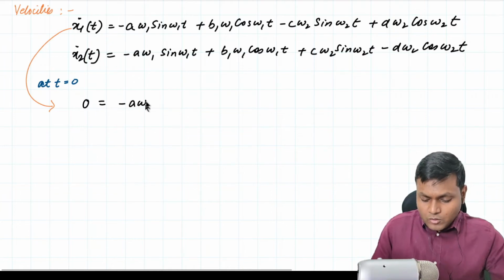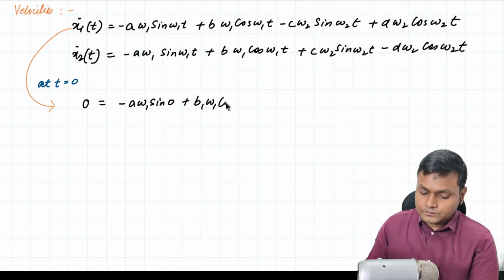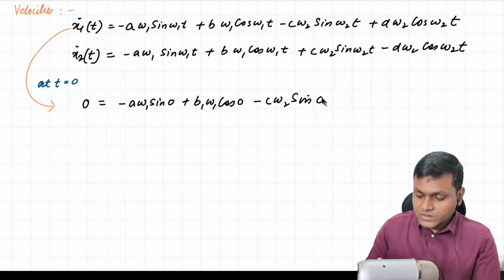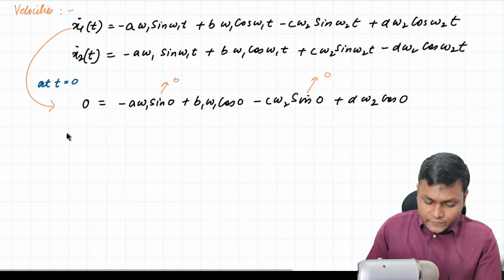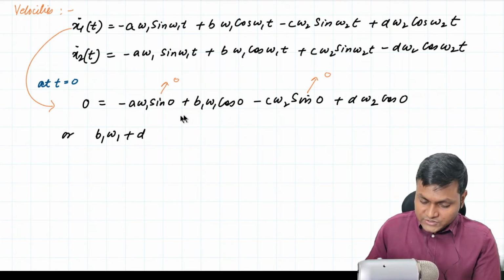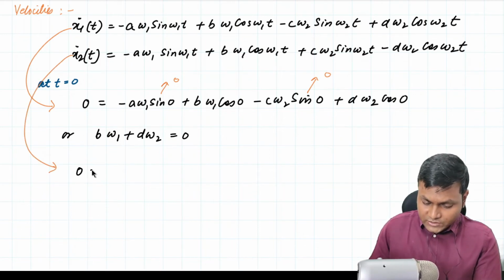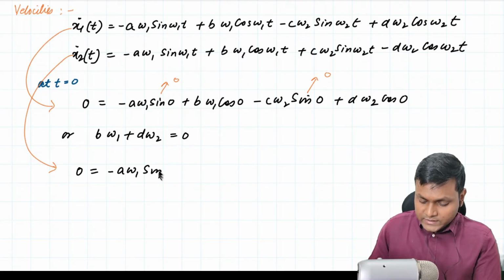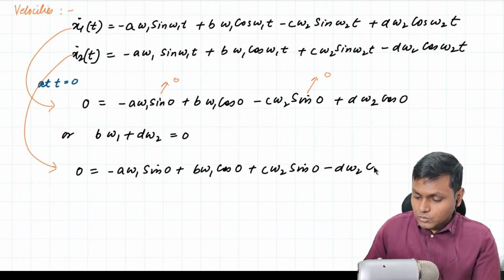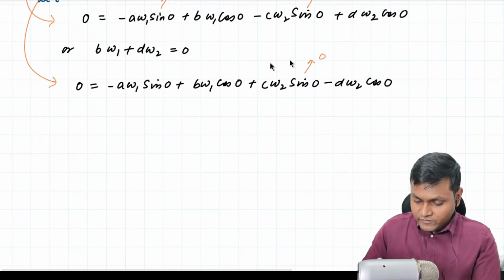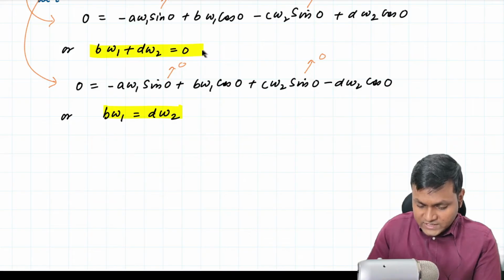0 is equal to minus a omega 1 sine 0 plus b omega 1 cos 0 minus c omega 2 sine 0 plus d omega 2 cos 0. Again, the sine terms vanish and we are left with b omega 1 plus d omega 2 is equal to 0. Similarly, for the second equation, what do we get? 0 is equal to, at time t is equal to 0, minus a omega 1 sine 0 plus b omega 1 cos 0 plus c omega 2 sine 0 minus d omega 2 cos 0. Here also the sine terms vanish and I am left with b omega 1 is equal to d omega 2. So this is one equation and this is the other equation.